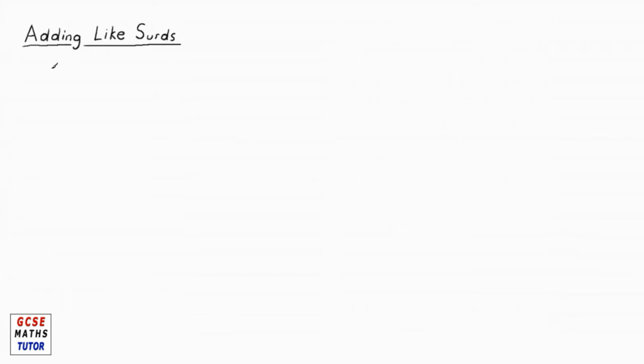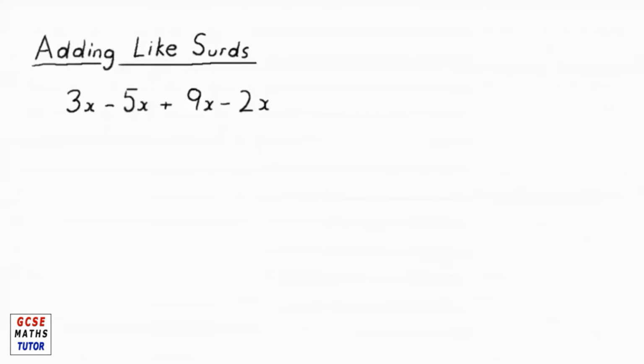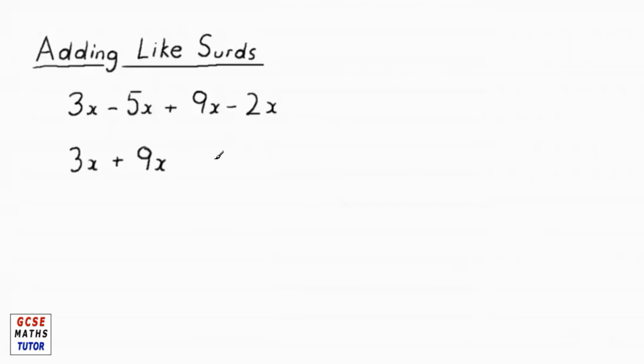Look at this example. 3x minus 5x plus 9x minus 2x. Grouping positive terms and negative terms, we have 3x plus 9x and minus 5x minus 2x. Adding terms within each group, 3x plus 9x gives 12x, minus 5x minus 2x gives minus 7x, and finally our answer, 12x minus 7x gives 5x.